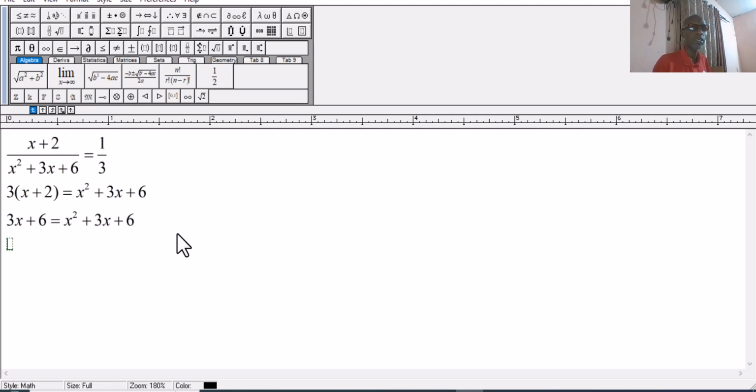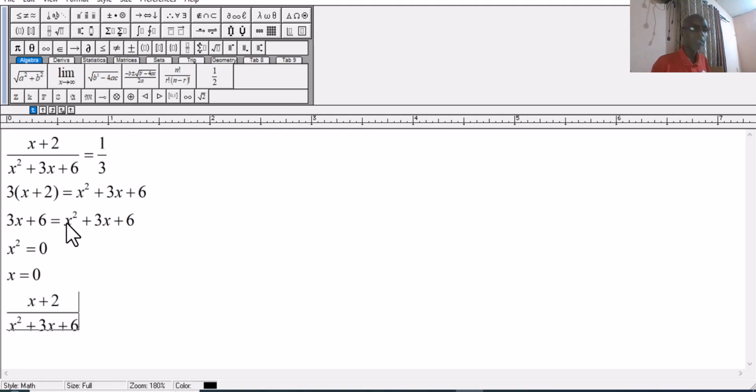So let's collect the like terms together. If you look at it, 3x and 3x. So what we have here is x squared equals 0. So our x is now equal to 0. That's the first one.